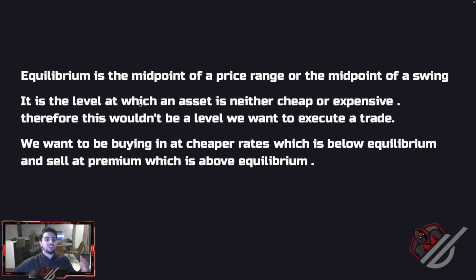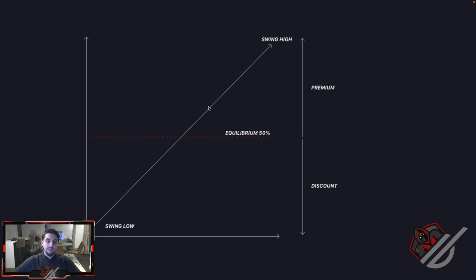It is the level at which an asset is neither cheap nor expensive. Therefore, this wouldn't be a level we would want to execute a position from. We want to be buying in at cheaper rates, which is below the equilibrium level. And we would want to be selling at a premium, which is above that equilibrium. But how do we identify that equilibrium? Let me show you guys now.